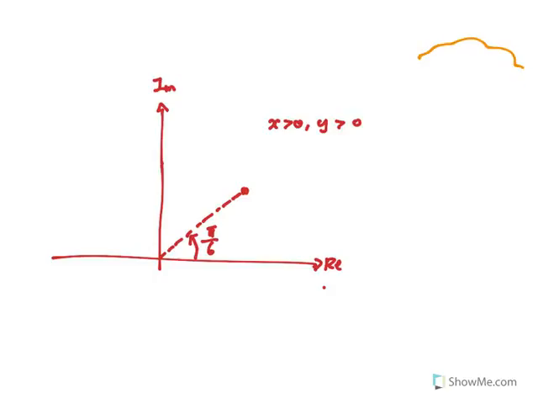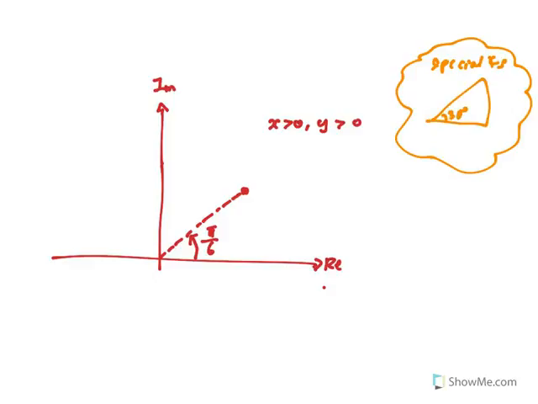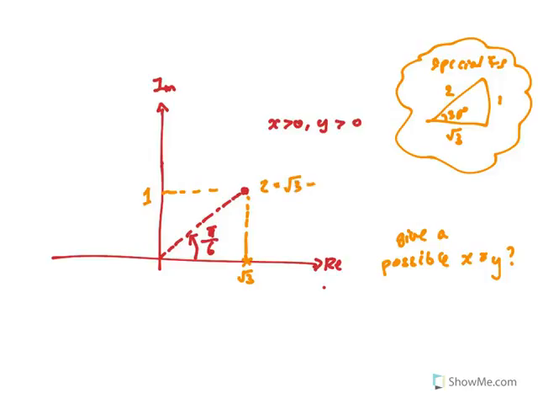Okay? So go back to your GH3 days when you learned special angles, right? Pi over 6 is the same as 30 degrees. I'll give you 1 minute to think about this. Give me a possible x and y. You don't have to tell me, you can discuss with your friends. A possible x and y. Okay, my example is it can be square root 3 plus i.